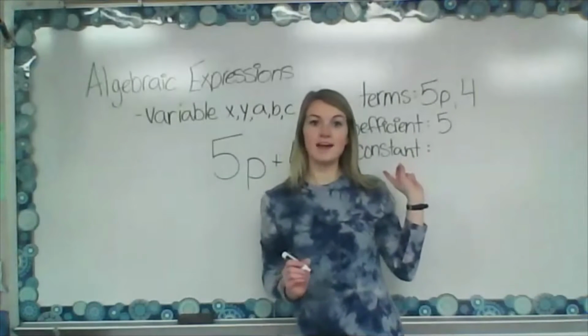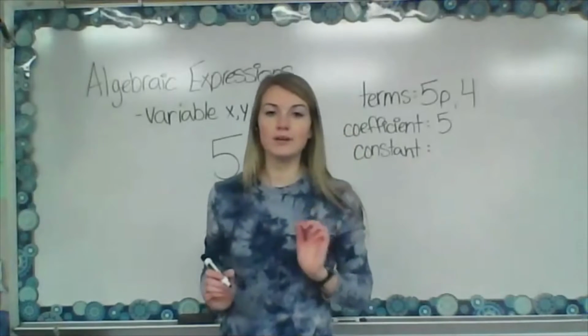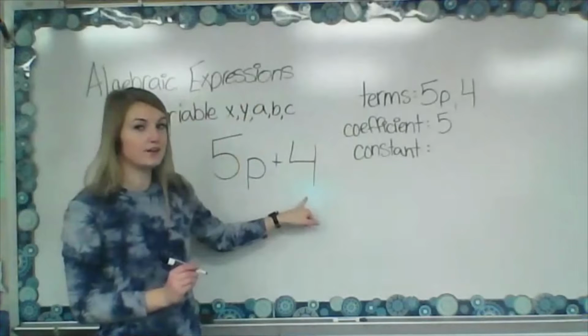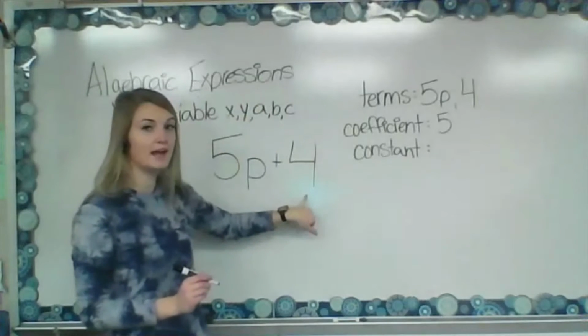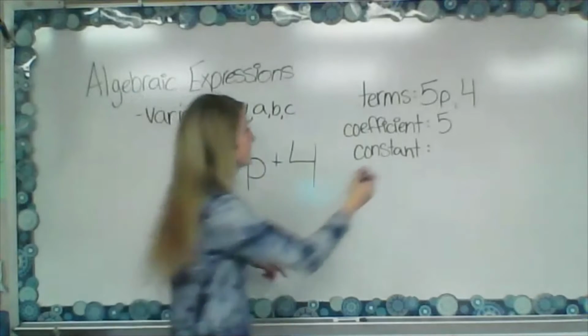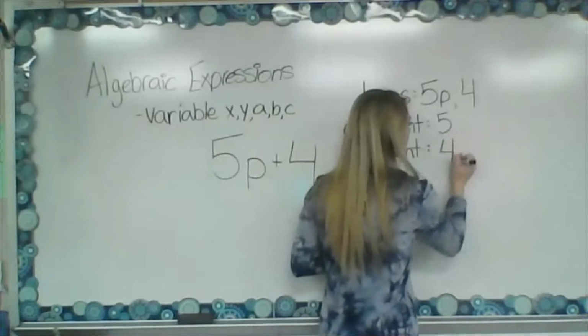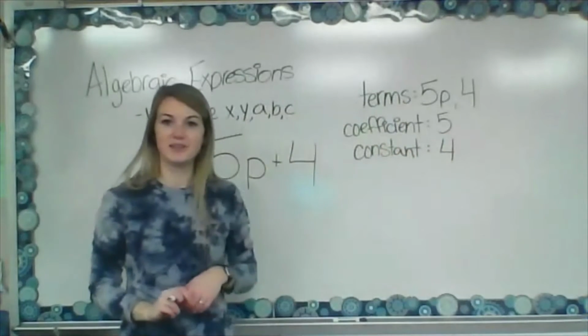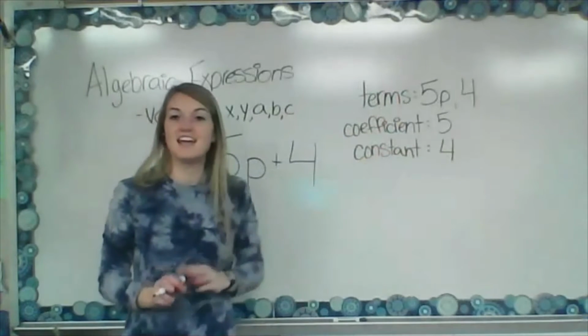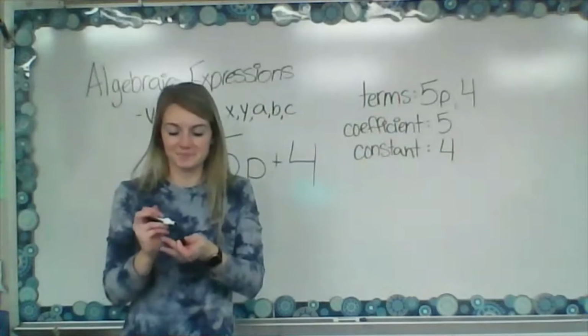Okay, and now my last one is the constant. What number is constant? Any number without a variable. So in this case, the only number I have that has no variable, no letter, is 4. So I would write 4 right there as my constant. Okay, terms, coefficients, and constants. We're going to do a few more.